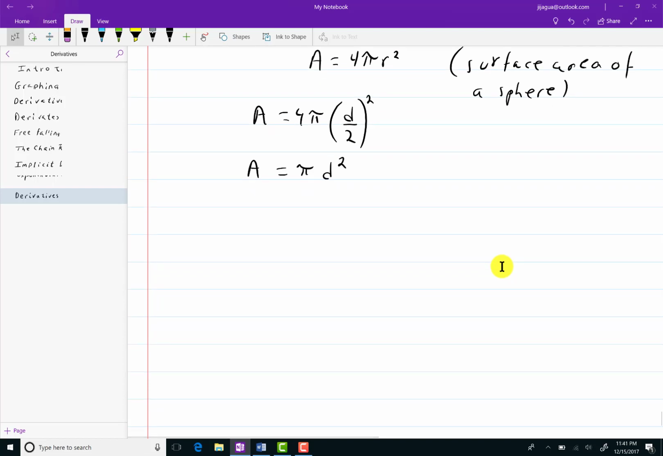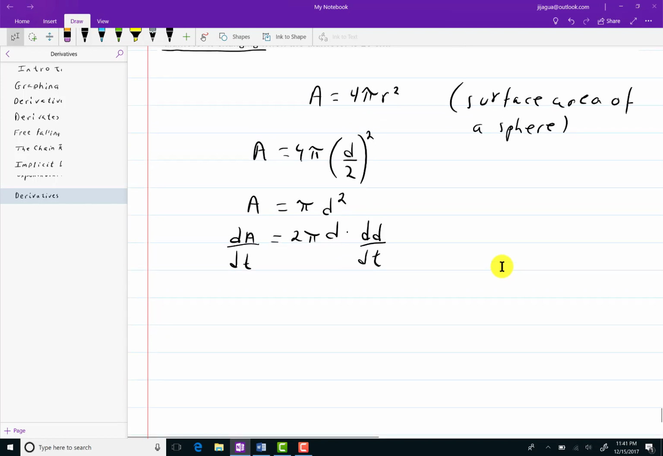Now I have a connection between A and D. Let's go ahead and take the derivative with respect to t. dA over dt equals 2 pi d times dd. I know that's a horrible notation, but it's only going to be there for a short period of time. Now I'm ready to plug in my stuff.